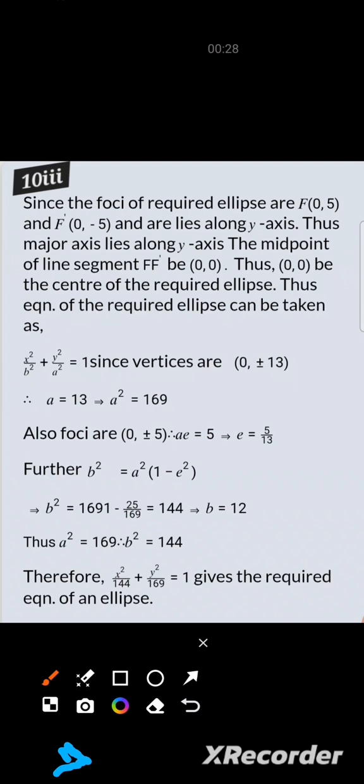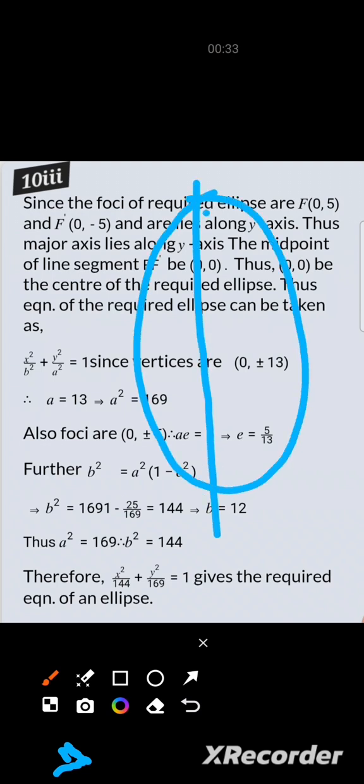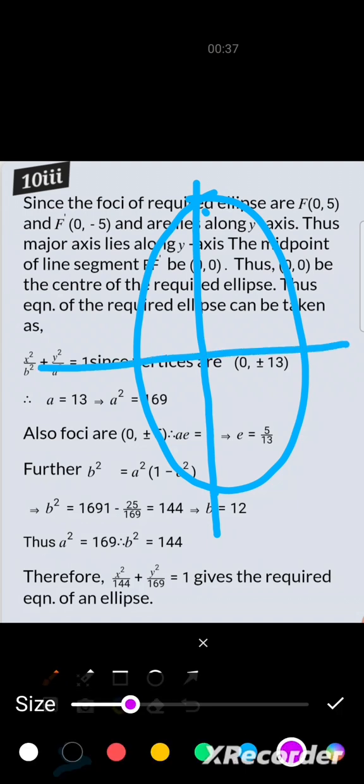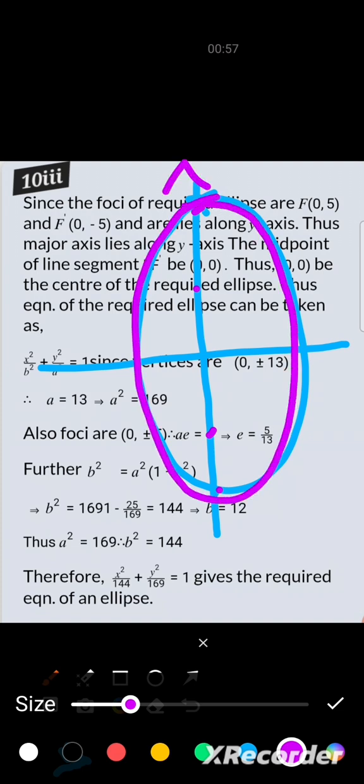Now as we see that the vertices are at 0, plus minus 13, that means the vertices lie on the y-axis, as well as the foci, which are at 0, plus minus 5, also lie on the y-axis. So the line joining the vertices, or the line joining the foci, is the major axis of the ellipse, from which we can make out that the y-axis is the major axis here.